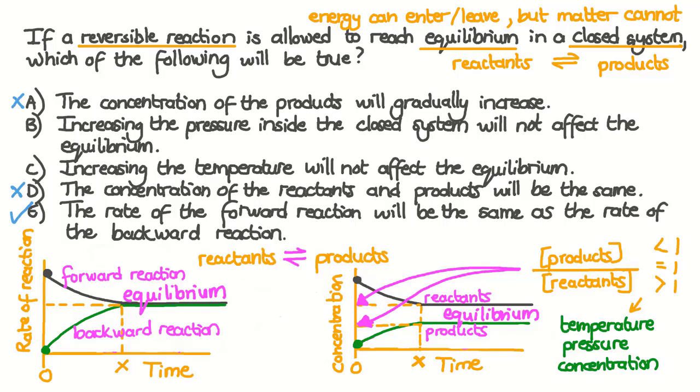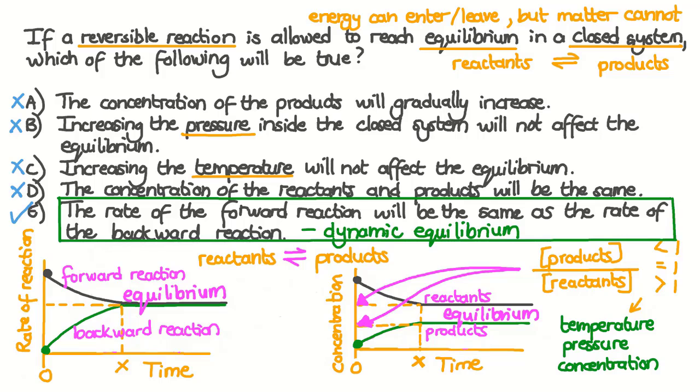These values, which represent the equilibrium position, depend on the temperature, pressure, or concentration conditions under which the reaction occurs. In other words, temperature, pressure, and concentration do influence equilibrium. So we can rule out the remaining two answer options as they are incorrect. Finally, if a reversible reaction is allowed to reach equilibrium in a closed system, the rate of the forward reaction will be the same as the rate of the backward reaction, and we call this dynamic equilibrium.